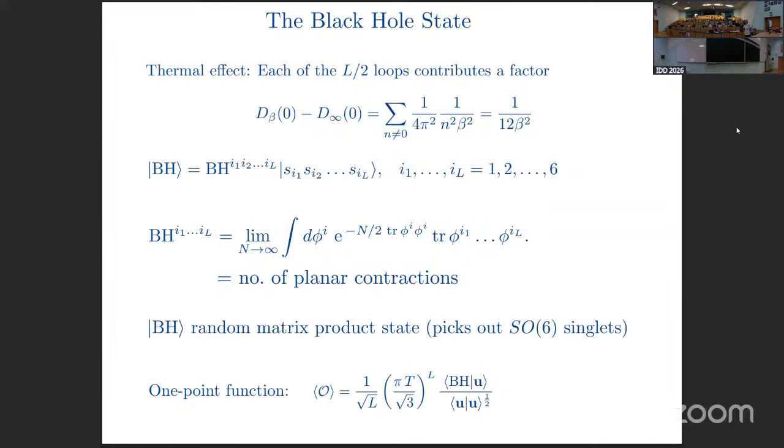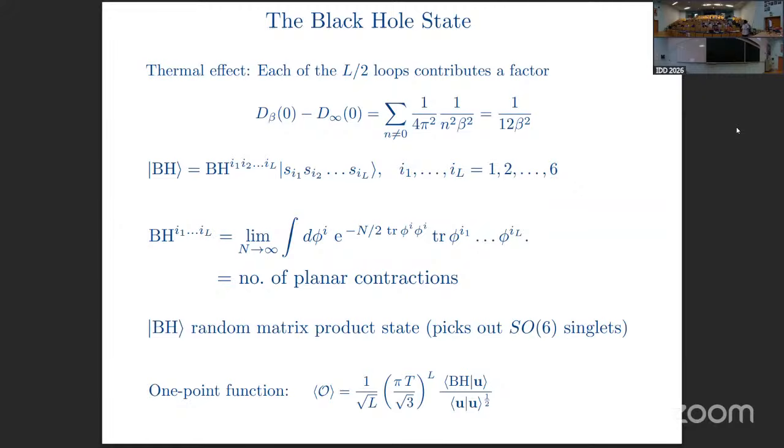So this is what my black hole state has to do. If I want to define my black hole state as a sum over all spin configurations with some prefactor here, then that prefactor simply has to count the number of planar contractions with the contraction rule that I had before, because the rest is just a product of these L/2 loops of identical value. But I can easily construct this number here, the number of possible planar contractions for this field configuration.